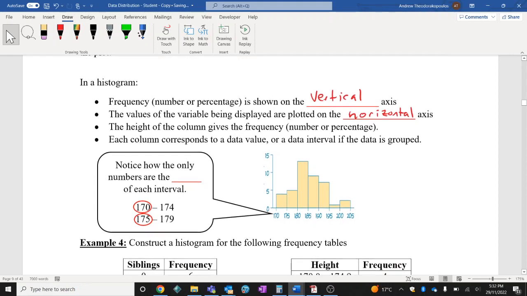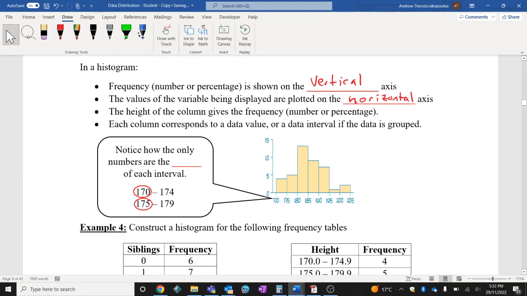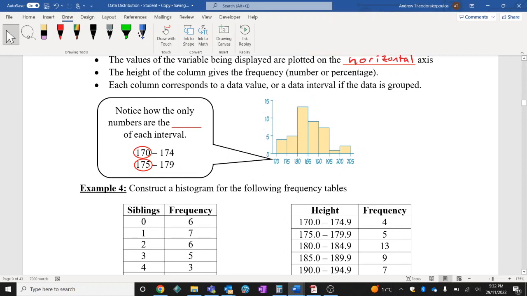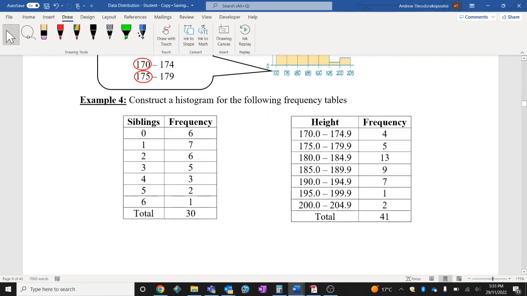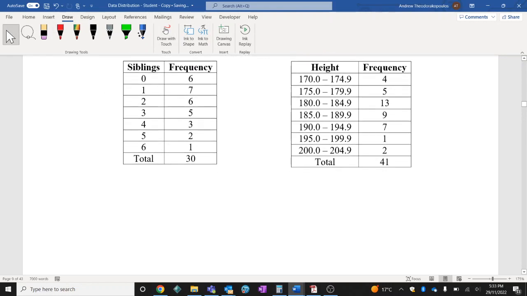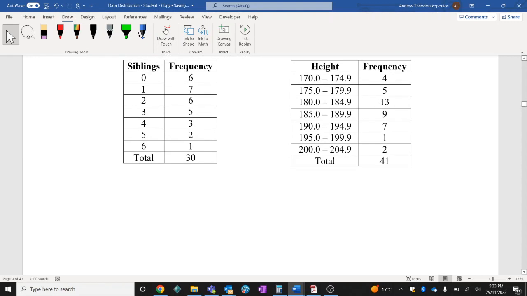The height of the column gives the frequency, number or percentage, and each column corresponds to a data value or a data interval if the data is grouped. Now, what we're going to talk about here is how to do a histogram, but before we look at this section, let's just go straight into an example and we'll come back to this. So you can make a histogram from your frequency table.